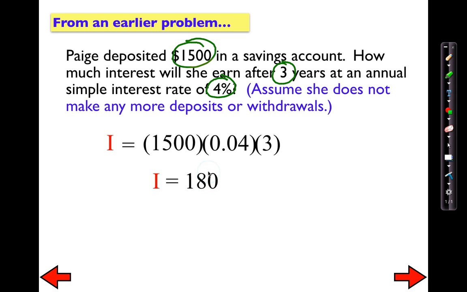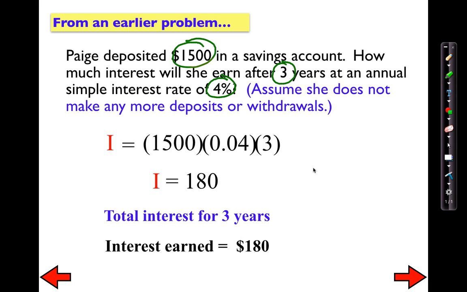Now, if you multiply this all together, we would get 180. If you remember from the previous problem, that was the interest. She earned $180 in interest from her deposit. So this is one way for solving for interest. So the total interest for 3 years is $180.